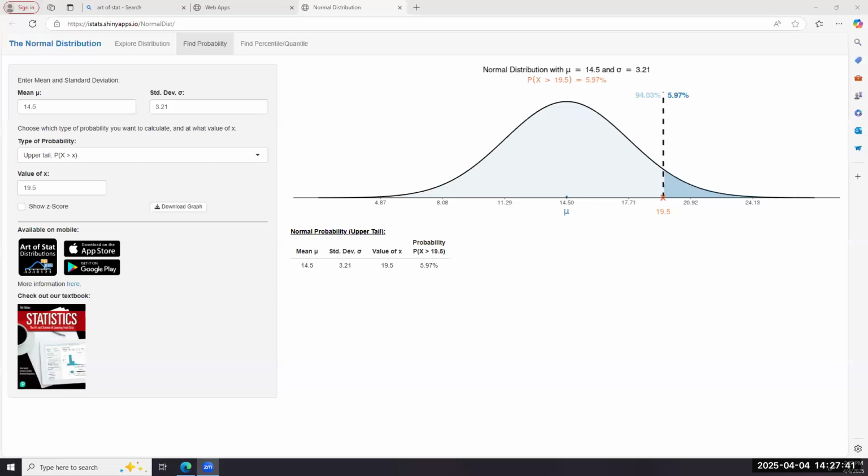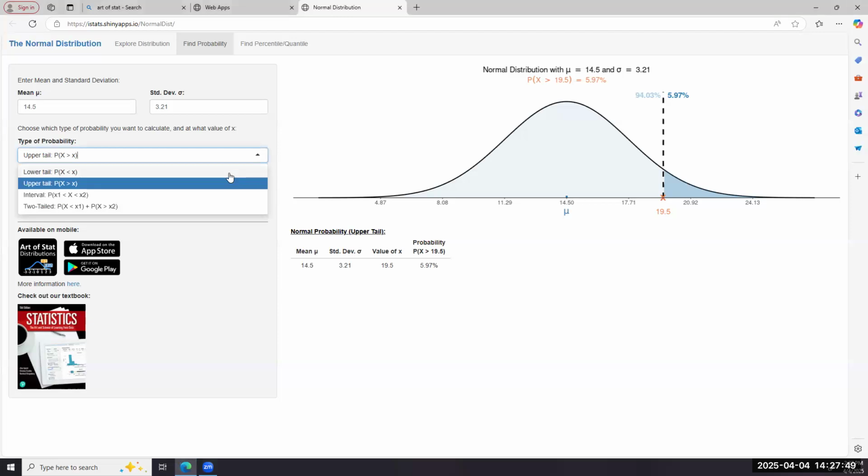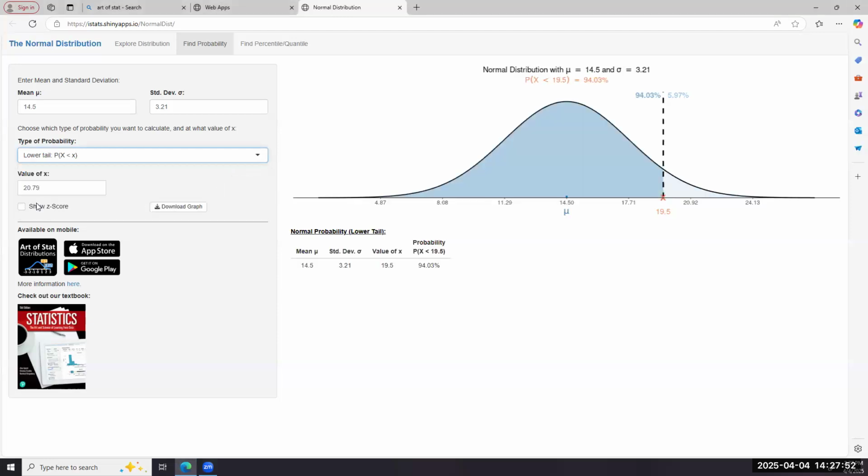You see the first part is the same, but the difference is this one. You are going to be interested in less than. So you are going to be less than, but your number is different. Okay, your number is 25.5. 25.5, and this is going to be the probability. 99.97, almost 100%.